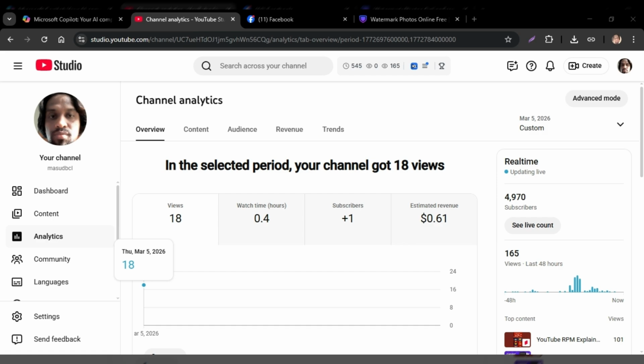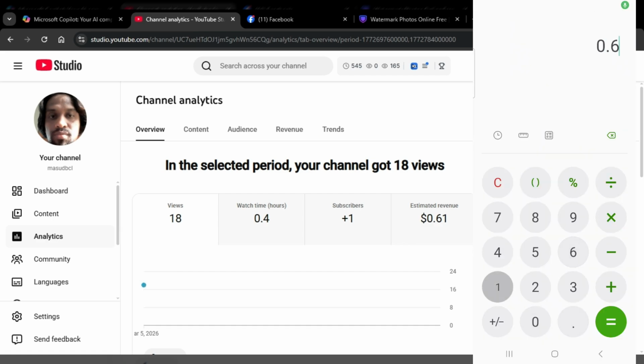YouTube always cuts 45% from the YouTuber's earnings and YouTube pays the YouTuber 55%. Then 0.61 into 45 divided by 55 is 0.49, plus 0.61 equals 1.109.